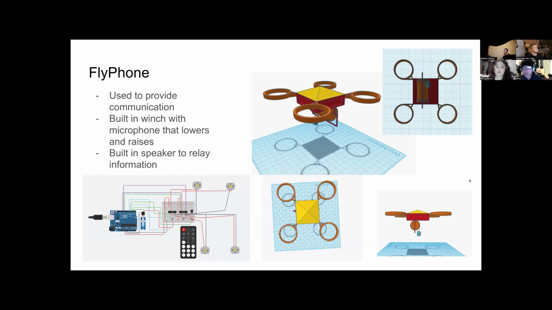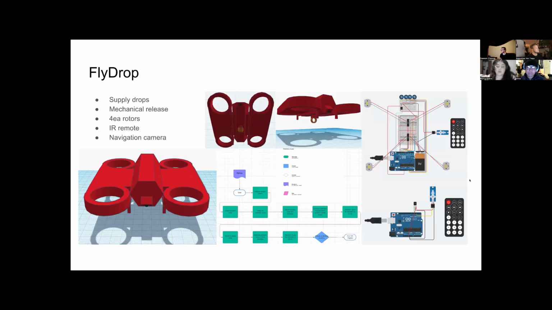Hi, my name is Fee. I designed the FlyPhone. The FlyPhone uses four motors to take off, and it's used to provide communication. Within it, we have a winch that raises and lowers a microphone to a victim so they can communicate. There's also a push to talk button on there as well. And then in the actual body of the drone, there's a speaker, and the operators can use it to relay information. Then next we have the FlyDrop.